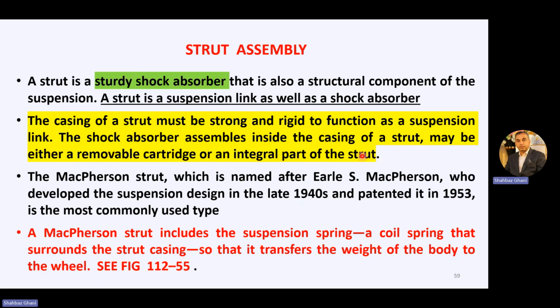The MacPherson strut, which is named after Earl S. MacPherson, who developed the suspension design in the late 1940s and patented it in 1953, is the most commonly used type. So in our vehicles, normally we see this MacPherson strut assembly. A MacPherson strut includes the suspension spring, a coil spring that surrounds the strut casing so that it transfers the weight of the body to the wheel.